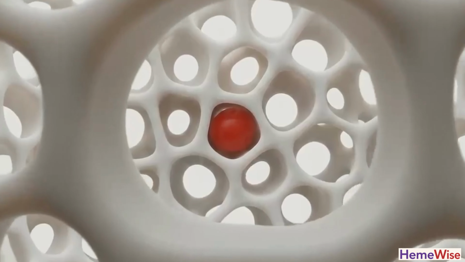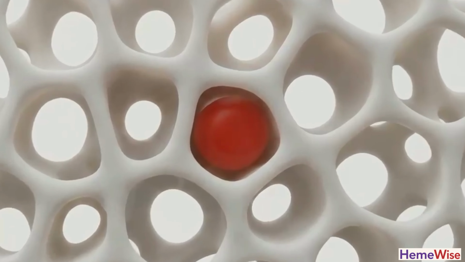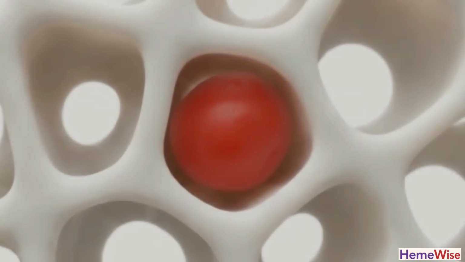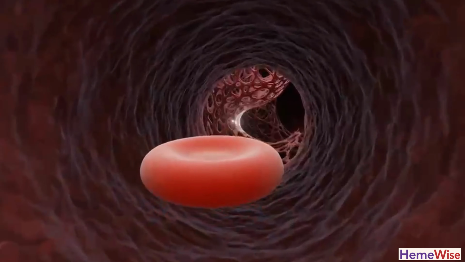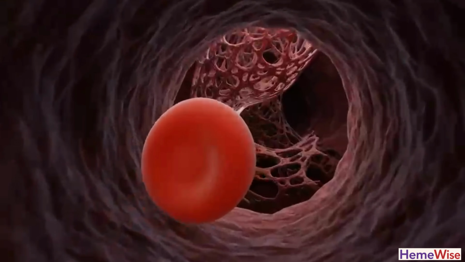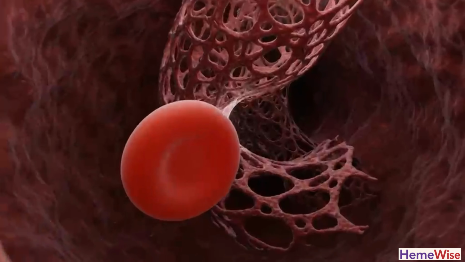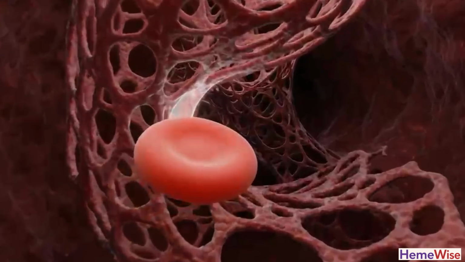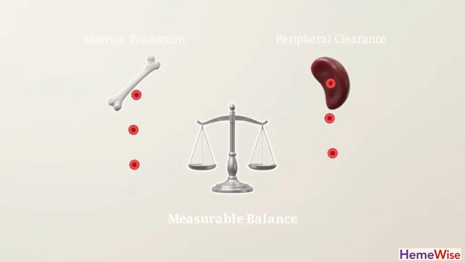Every red blood cell in the human body follows a strict terminal trajectory. It begins in the bone marrow, where a stem cell extrudes its nucleus to become a functional erythrocyte, ending 120 days later, engulfed within the sinusoids of the spleen. Normal erythropoiesis is an exact, measurable balance between that marrow production and this peripheral clearance.